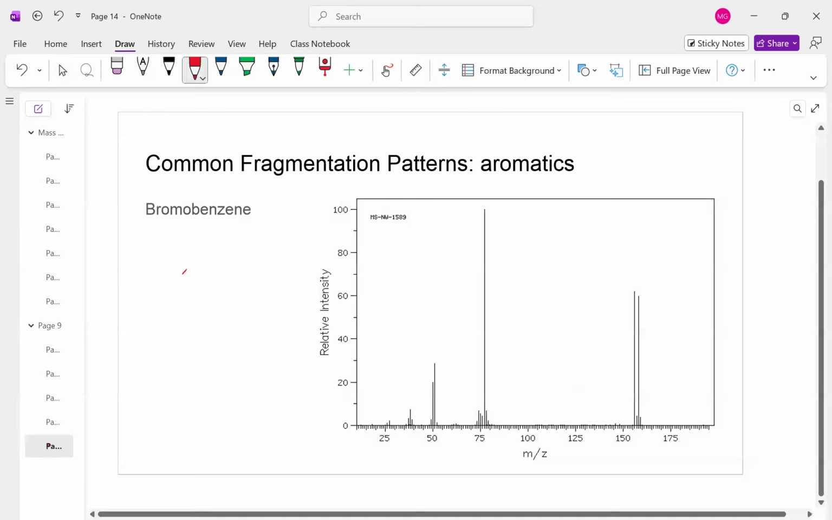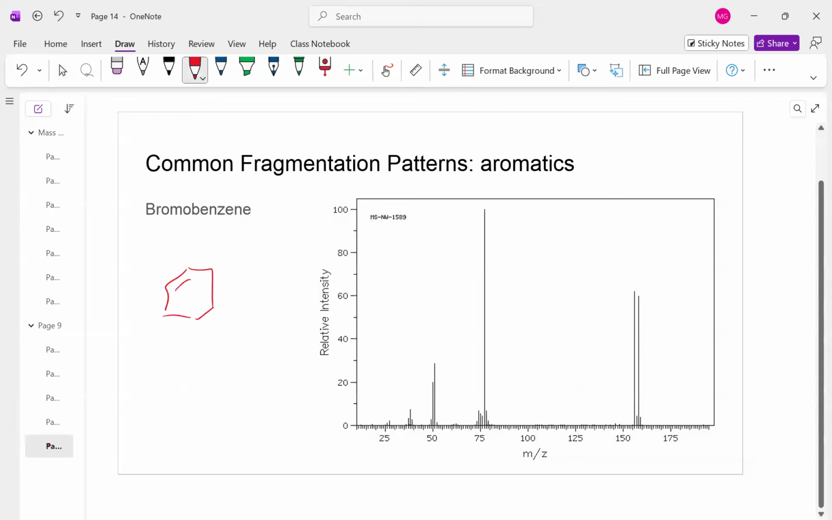And then finally, let's look at bromobenzene here. Again, I want to point out the M+ peak at 156. And then there's an M+2 peak nearly equal in height. That is a dead giveaway that you have bromine present in the compound.